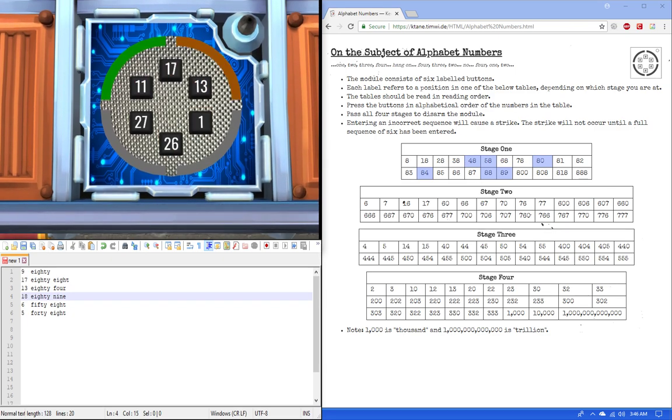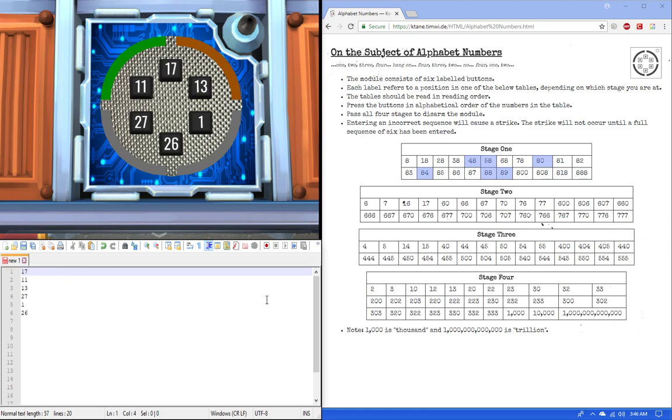And as the diffuser expert, if you haven't already guessed, the diffuser will tell them in whatever order. It doesn't matter which order you put them in, as long as they give you the order. I usually do it in reading order, so we do 17, 11, 13, then we have 27, 1, 26.